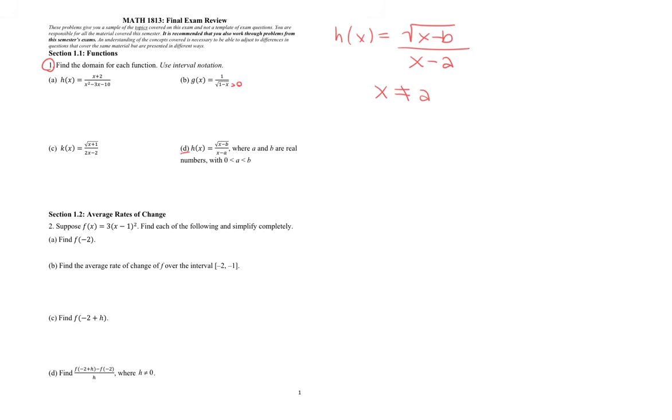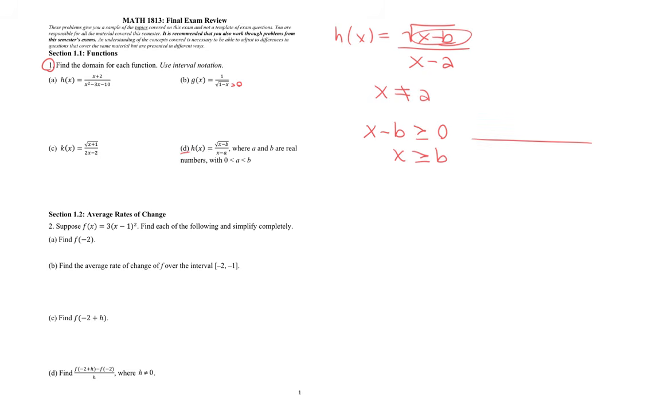And similarly to the last problem, I still want what's under my square root to be greater than or equal to 0. It can be equal to since it's in that numerator. So we'll see where that's true, and that just tells us that x needs to be strictly greater than b. So let's go ahead and draw our number line.